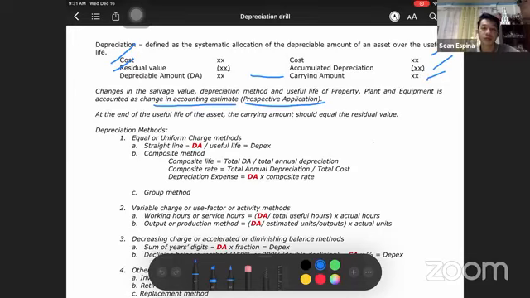What do you mean by prospective application? Kanang future, sir, moving forward, next period na ma-apply ang changes.